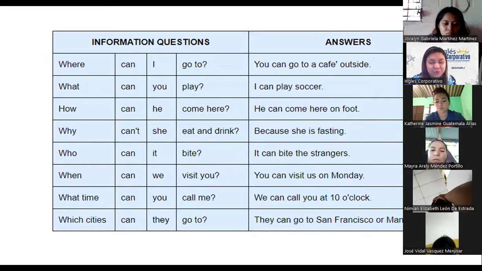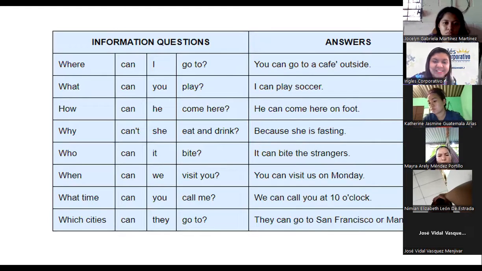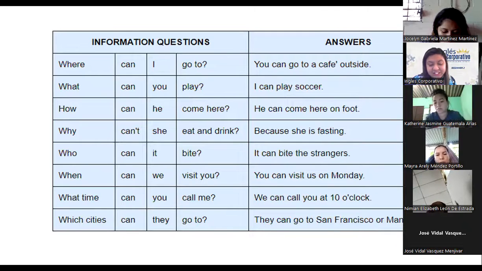Okay, when can you go to the supermarket? I can go to the supermarket tomorrow. When can we go dancing? Excellent, Delimi. We can go today. Wow. Let's go then. Can you eat ice cream? Yes, I can. It's very delicious. Can you make a cake?